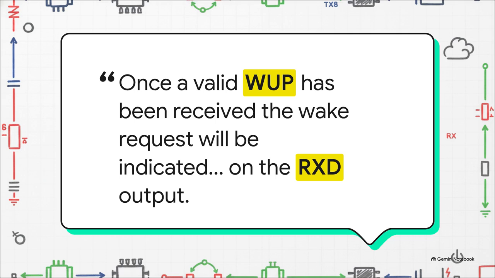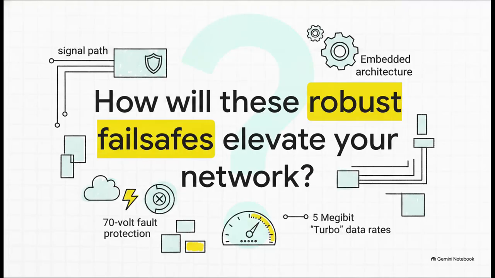As the datasheet notes, once a valid wake-up pattern hits, that wake request is indicated directly to the microcontroller by dropping the RxD output to a low state. It basically nudges the microcontroller awake, letting it know, hey, valid network activity has resumed, time to get back to work. We've covered a ton of ground today, tracing the exact signal path and unpacking some truly brilliant fail-safe mechanisms inside the TCAN1042.